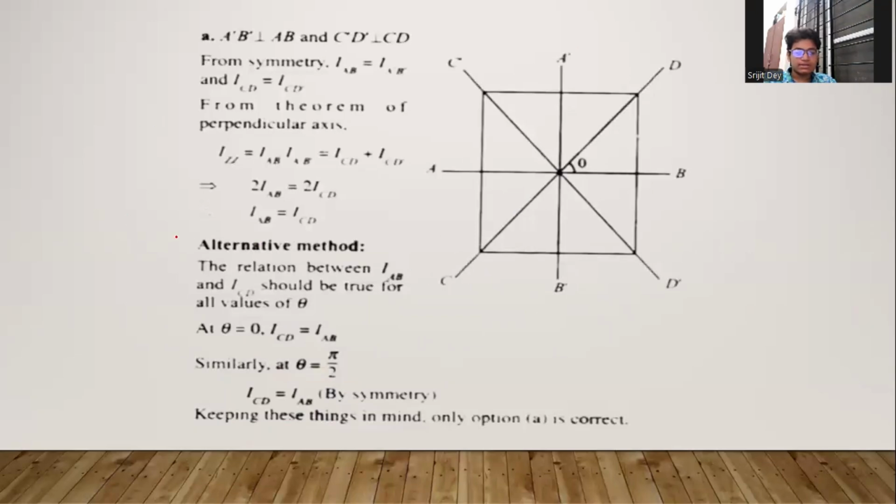It's basically a simple thing, that is your concept of the perpendicular axis theorem. That is Ix is equal to Iy plus Iz. From there, you will get this equation, and from equating, you will get that all the values are the same. That is your I_AB is equal to I_C. That is, this and this are the same.